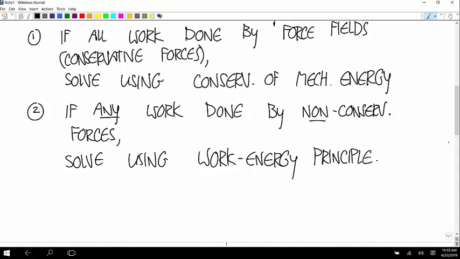So if right off the bat you say, okay, this object has a downward acceleration of a, that means this one has an upward acceleration of a. You can just put those right into Newton's second law in the start.